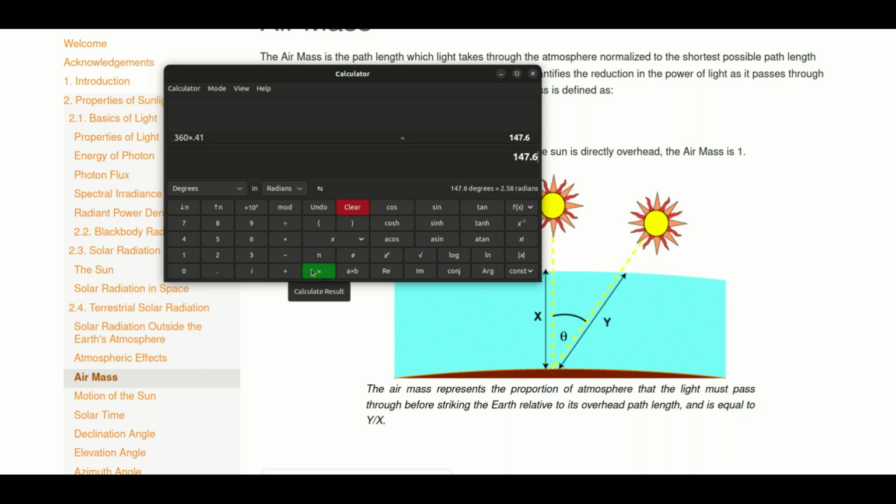Here we go. So I'm losing another 147 watts per square meter from directly overhead. That's significant. That is pretty harsh. I think I'm going to have to double check that one.